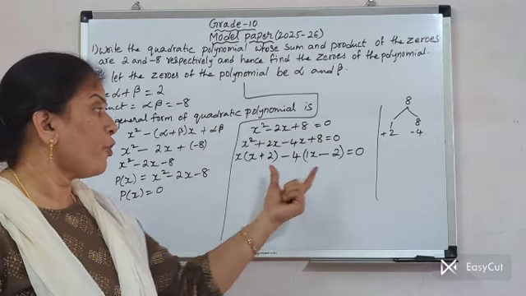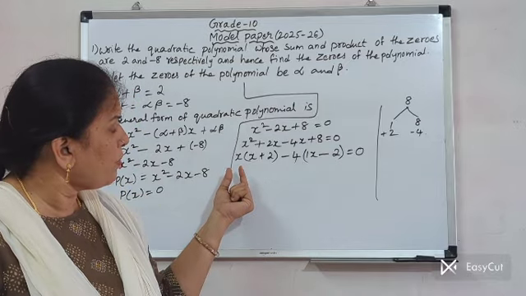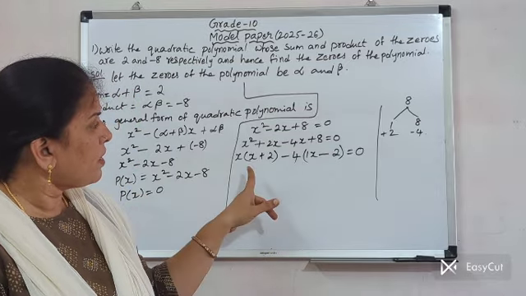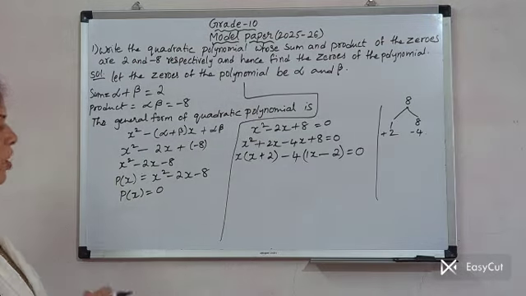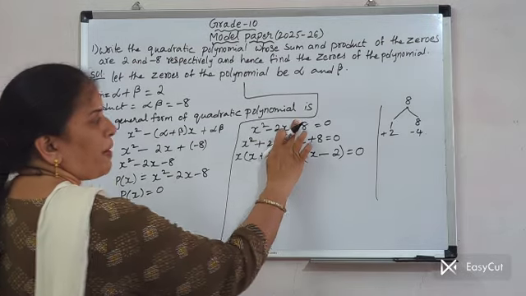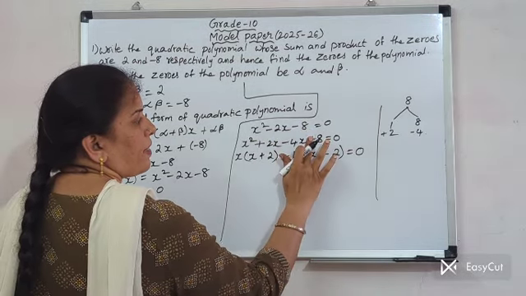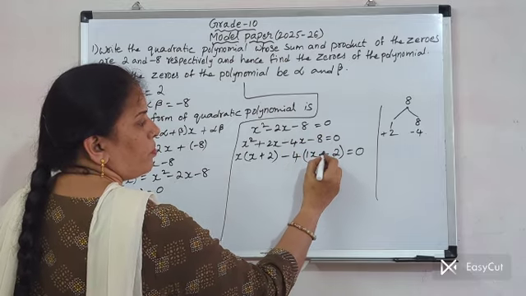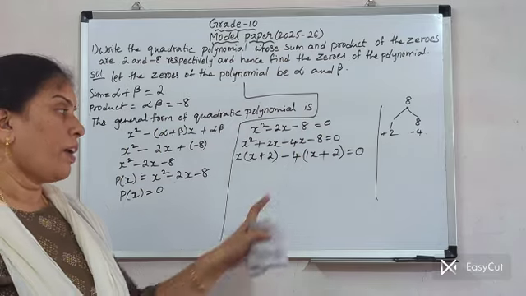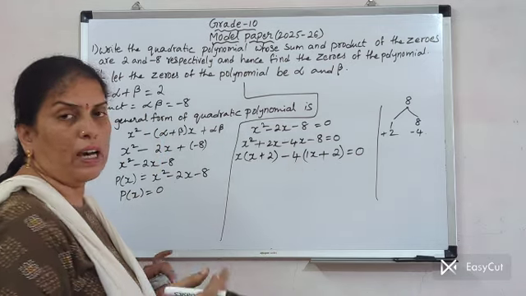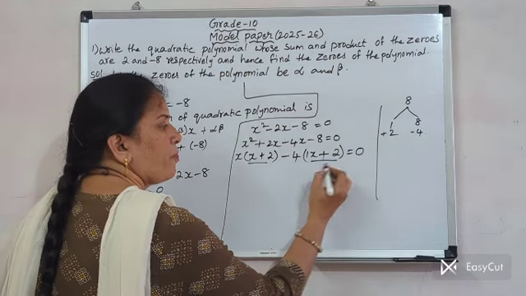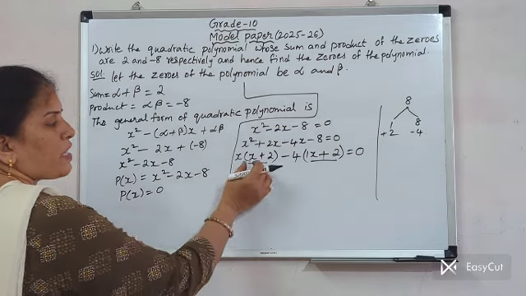Remember children, if you have done correctly, both must be the same. But there is a mistake. Sorry, see here the minus 8 is there. I wrote plus 8 here. Minus 8, sorry. Now, 1x or x. See here x plus 2, x plus 2. Both are the same. That means we have done correctly. So, take x plus 2 out common.